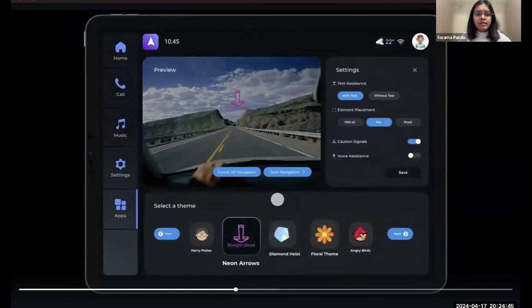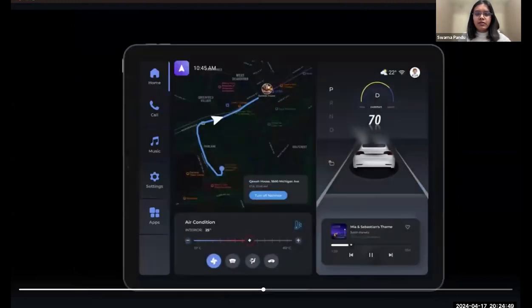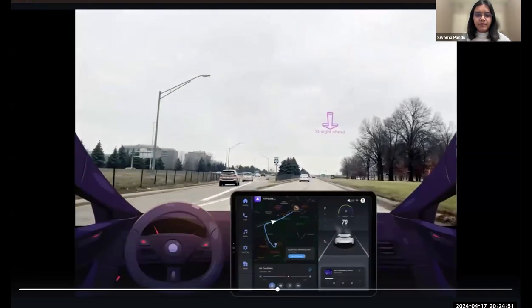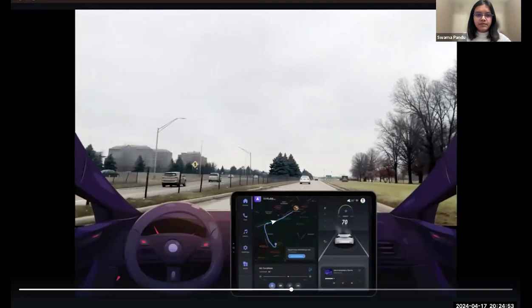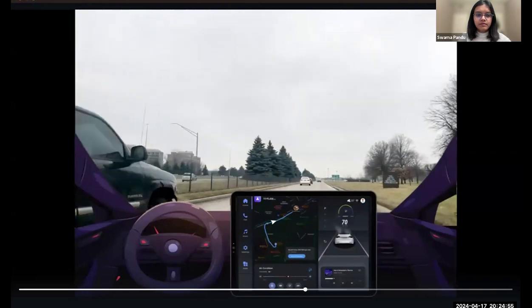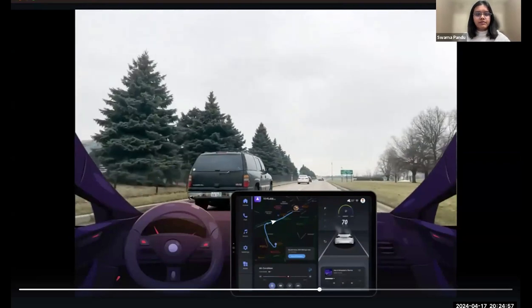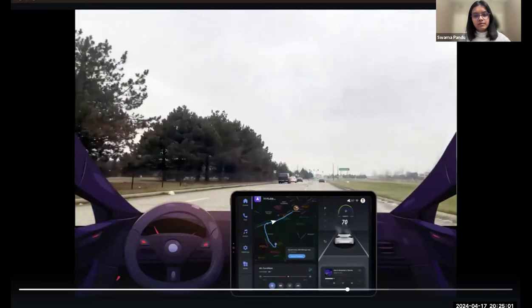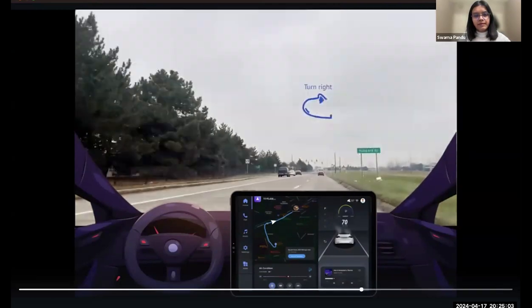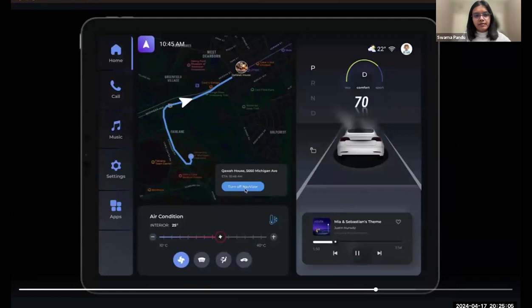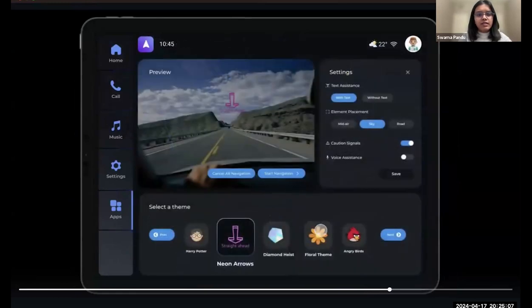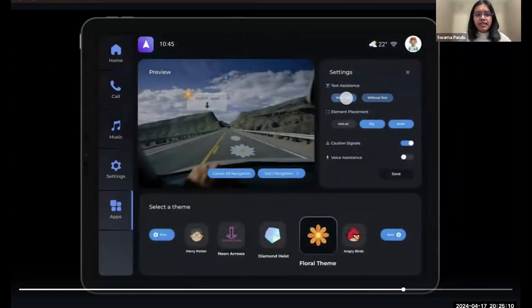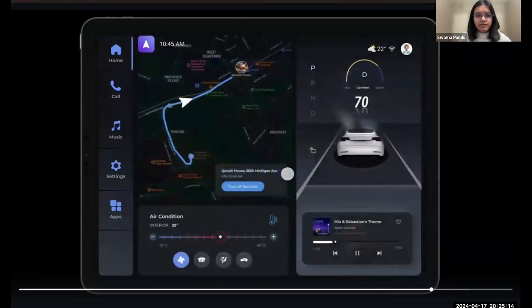With the neon arrow theme, as per user preference, the arrows are shown in the sky instead of mid-air or road. As you can see here, users can also choose to enable text assistance from settings.